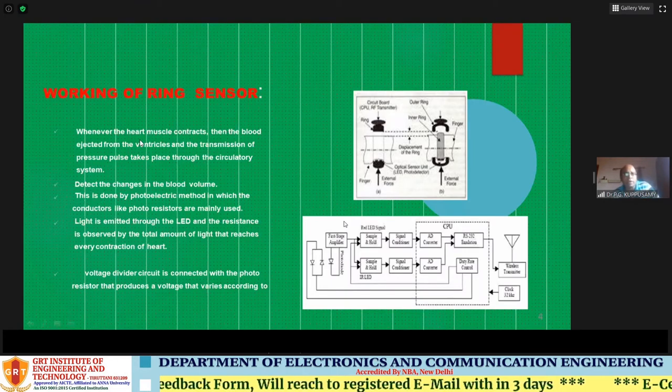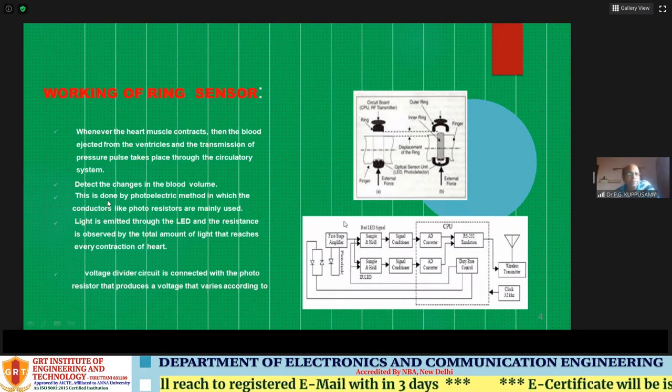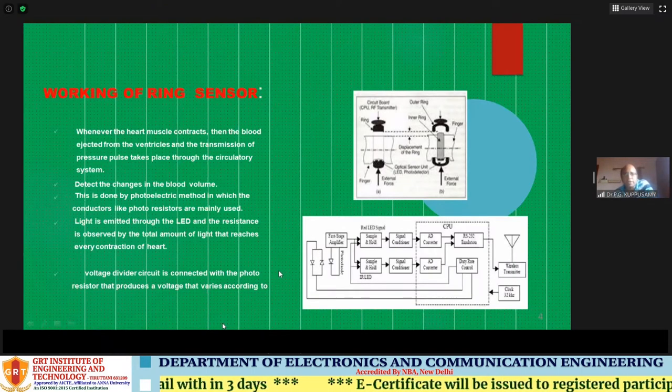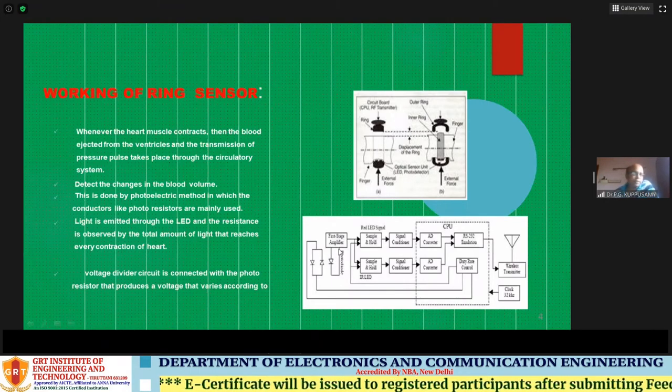Now you can detect the changes in the blood volume. This can be done with a photoelectric method in which a conductor like a photoresistor is mainly used. You get the response from this system. The biological recognition system can be operated with the help of an LED, and the LED is measuring the system.